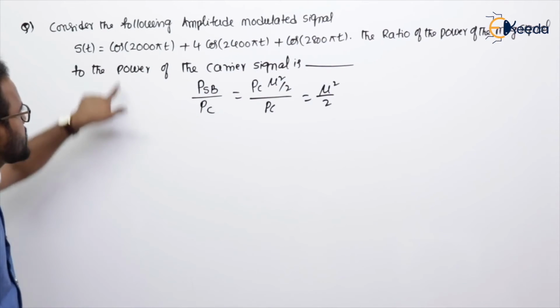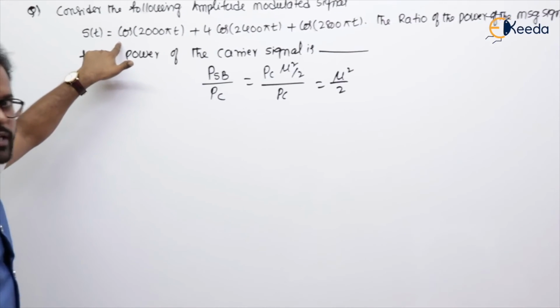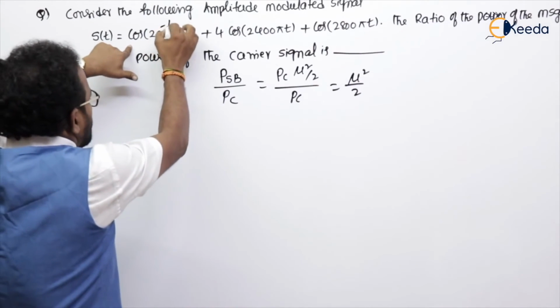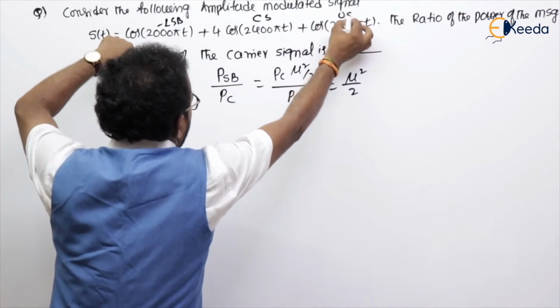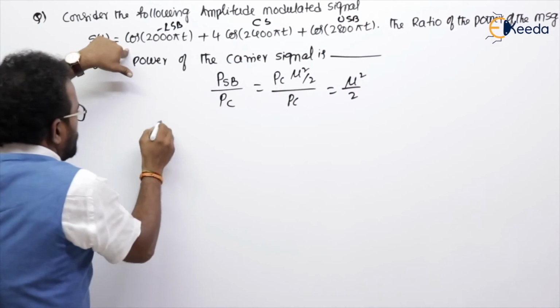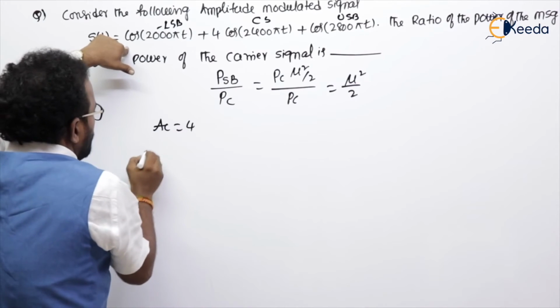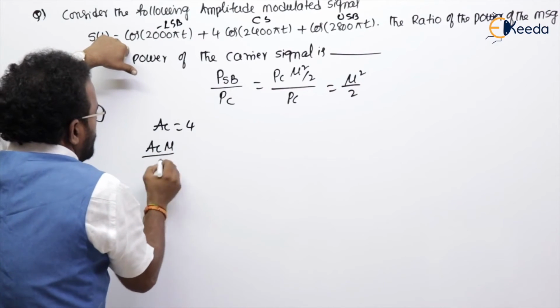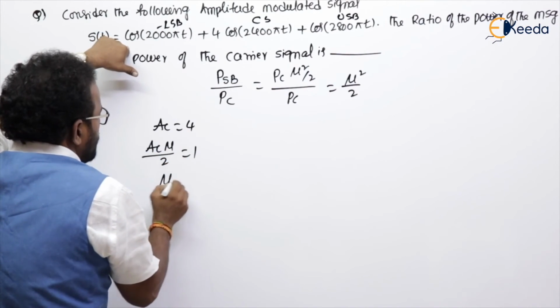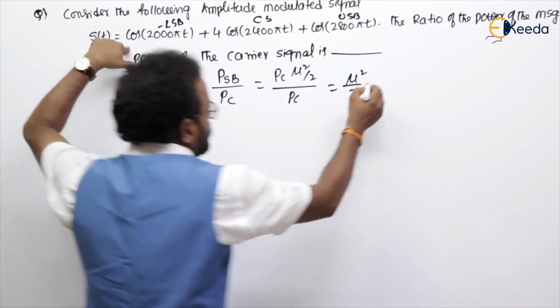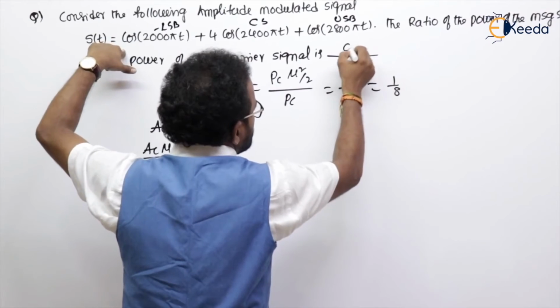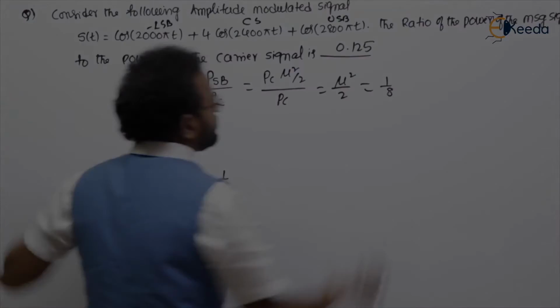I have already given the standard format of the AM signal. The lowest is the corresponding LSB, the middle is the carrier, and the upper is the USB. So the AC value will be 4. AC mu by 2 value, where nothing is mentioned, means 1. Mu value is 2 by AC, that is 1 by 2, so substituting gives 1 by 8, which means 0.125.